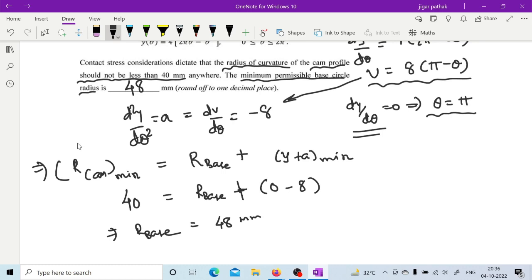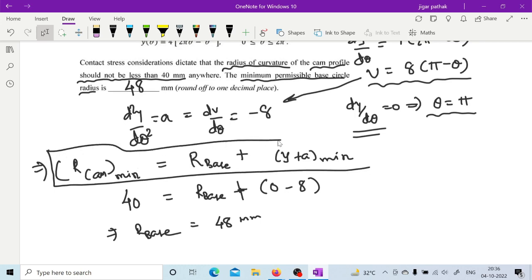Is there anything else? Student: Sir, what is y plus a minimum? Actually this particular relation is from the geometry of the flat faced follower, so we are not doing the derivation of this. For now we will take this. Okay, sir. Okay, anything else?